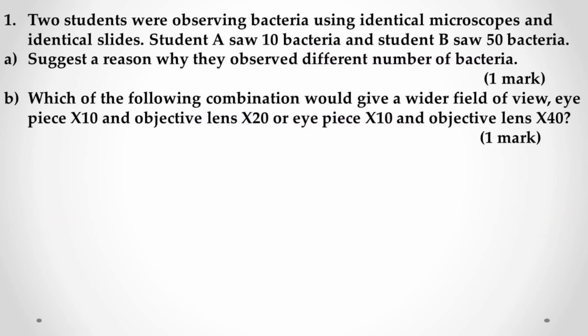Our first question: two students are observing bacteria using identical microscopes and identical slides. Student A saw 10 bacteria and student B saw 50 bacteria. A, suggest a reason why they observed different numbers of bacteria. 1 mark. And the other question: which of the following combinations would give a wider field of view? Eyepiece x10 and objective lens x20, or eyepiece x10 and objective lens x40.